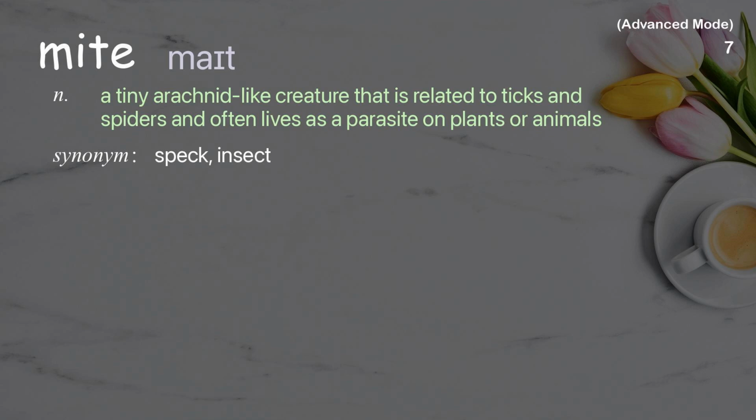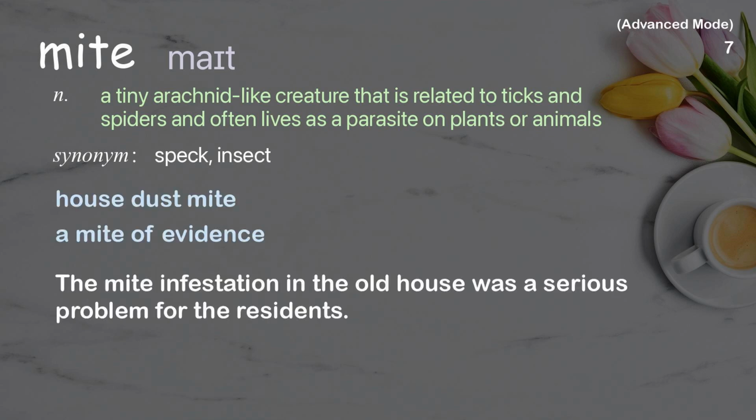Mite. A tiny arachnid-like creature that is related to ticks and spiders and often lives as a parasite on plants or animals. Examples: House dust mite. A mite of evidence. The mite infestation in the old house was a serious problem for the residents.